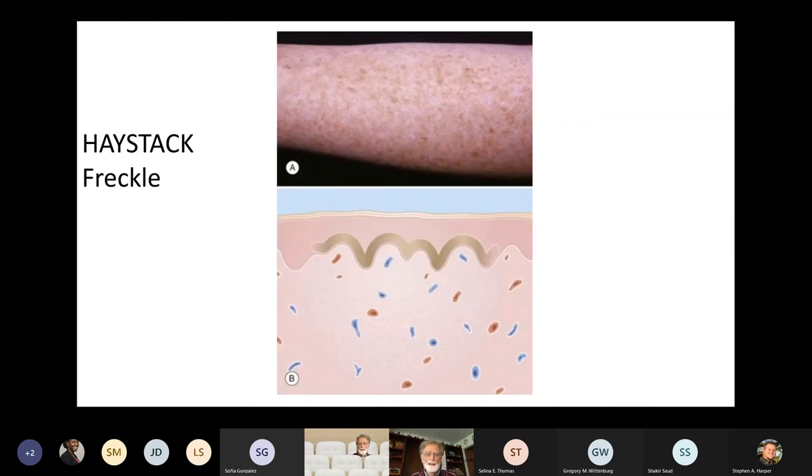So the haystack, freckles, individuals, and where's the pathology? Well, thank you, Lookingbill. You see the pigmented area. No, you can't see my arrow. In Lookingbill.